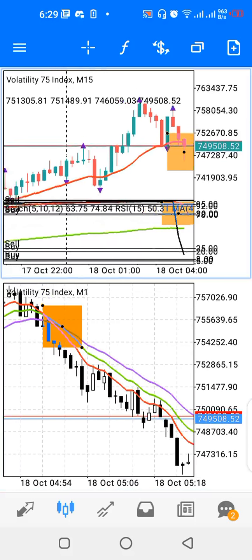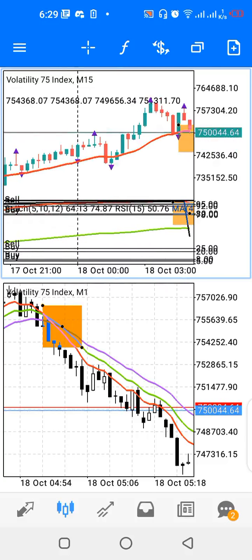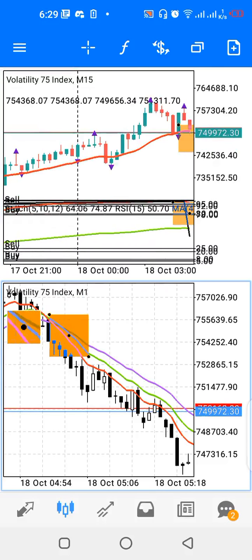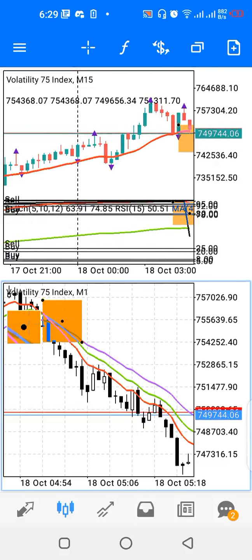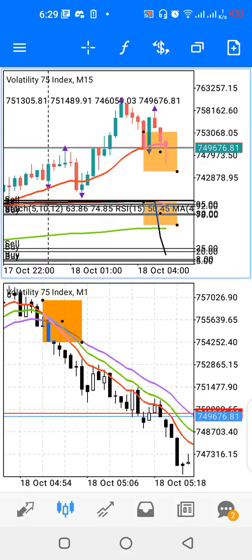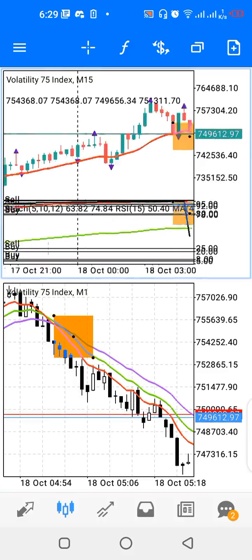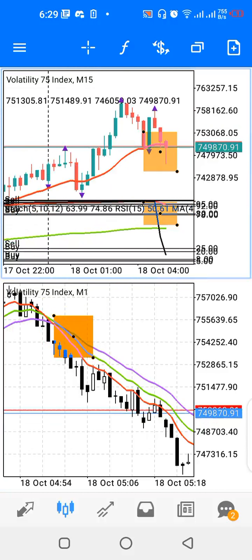Check what is happening on the upper time frame. If you have the development of a bullish trend on the upper time frame, wait until you have a bullish signal and then enter your trade. If you have the development of a bearish trend on the upper time frame, wait for the development of a bearish signal and then enter your trade. So that's that for this strategy.